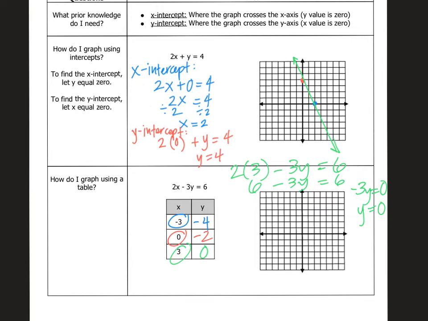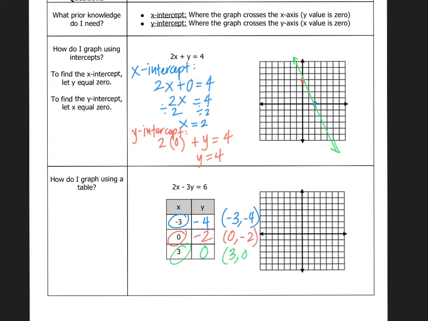Okay, so this gives me my ordered pairs. If you want, you can write your ordered pairs off to the side if that makes it a little bit easier for you. So my first ordered pair is negative 3, negative 4. My second one is 0, negative 2, and then my third one is positive 3, 0.